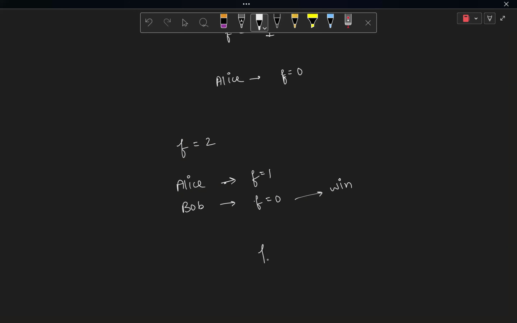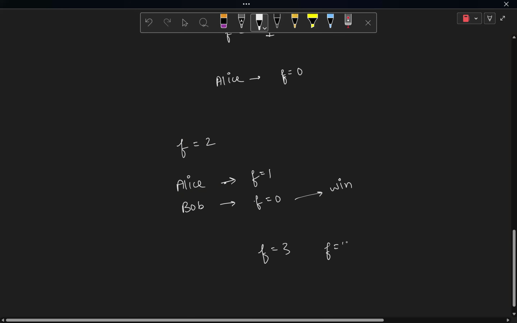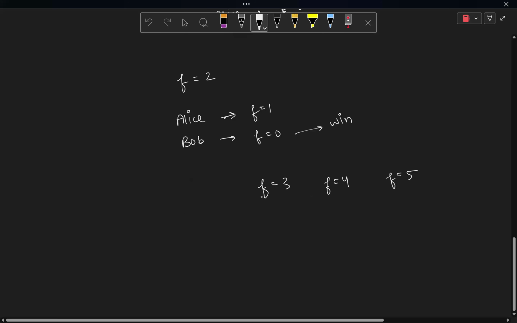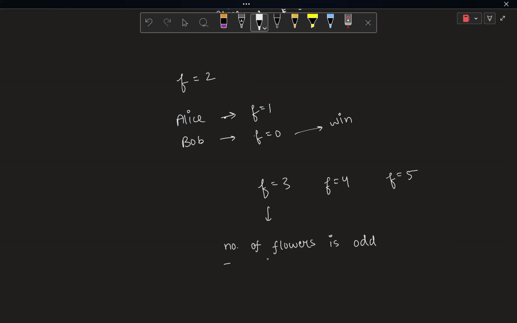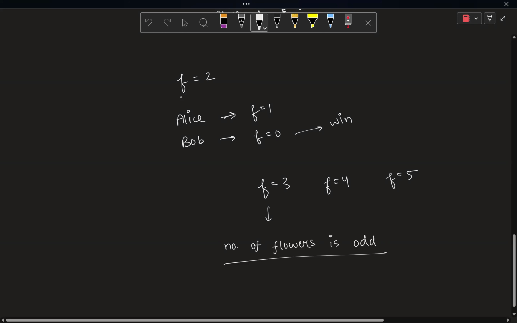Similarly, you can check for f equal to 3, f equal to 4, f equal to 5, and so on. You will see that Alice will win in the cases where the number of flowers is odd. You can verify this; it is very easy to do. You will just notice that if the number of given flowers is odd, then Alice will win.